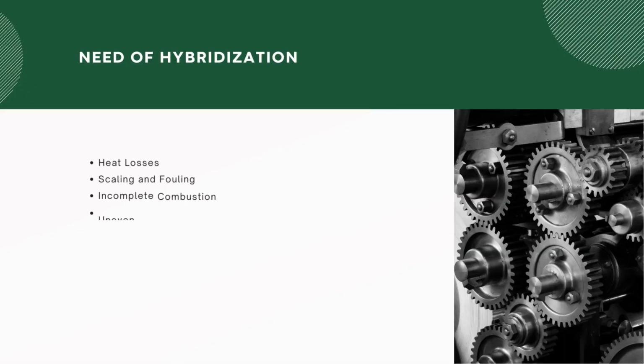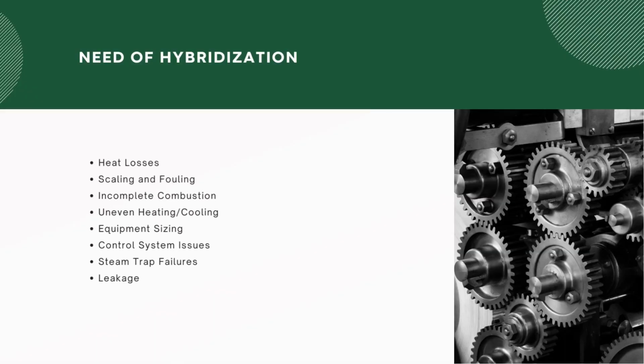First, we have heat losses from insufficient insulation. Inadequate insulation can lead to heat loss, reducing the efficiency of heating and cooling systems and increasing energy consumption. Second, we have scaling and fouling. Generally in heat exchangers and boilers, scaling and fouling of heat exchange surfaces can decrease heat transfer efficiency, requiring more energy to maintain the desired temperature.